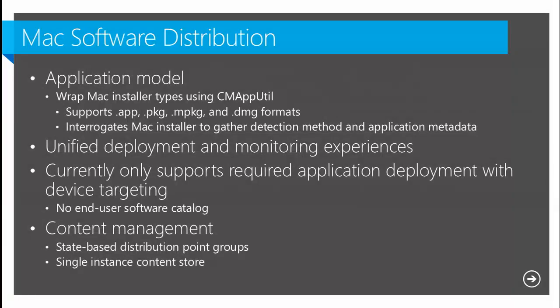But because we are fully integrated and leveraging the app model, we also take advantage of all the improvements in Config Manager 2012 with respect to content management in your distribution points. So the new single instance store, where every piece of content will only be stored once on your distribution points. In the past, if the same piece of content were contained in multiple applications or deployment types, then we would have stored separate instances for each one. Now we are able to detect that the content is the same and we store it once. And then leveraging our new state-based distribution point groups for easier managing of your distribution points as a collective unit instead of one by one.